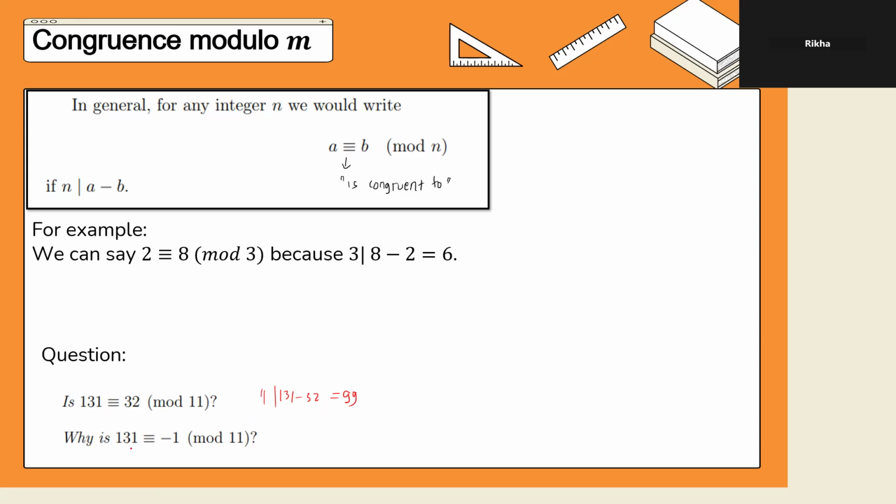Same goes with this. Is 131 congruent to -1 modulo 11? Because the difference between 131 and -1 is 132. 132 is 11 times 12. So 11 can divide the difference between these two. So this is the concise definition of congruent. If you want to check whether two numbers are congruent modulo n, you just have to check whether n divides the difference between these two numbers or not. Is that clear for the concept of congruence?